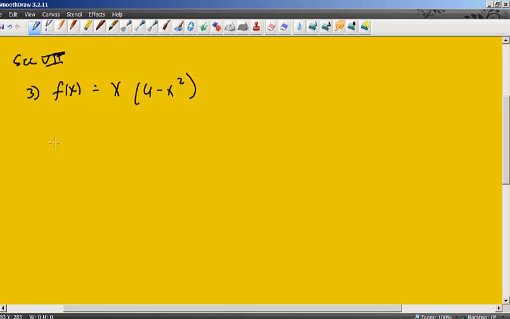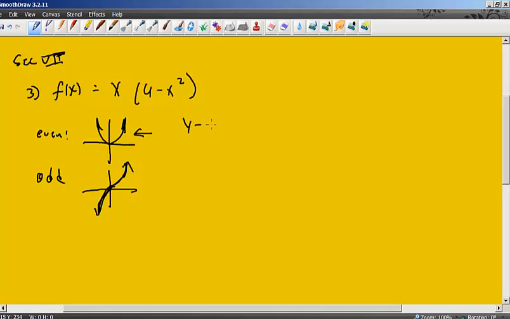Even functions are symmetrical to the y-axis. It will look like that. Odd functions are symmetrical to the origin, so it will look like that. Okay, so how do you find symmetry to the y-axis? Same thing we did, remember? Last section or yesterday.